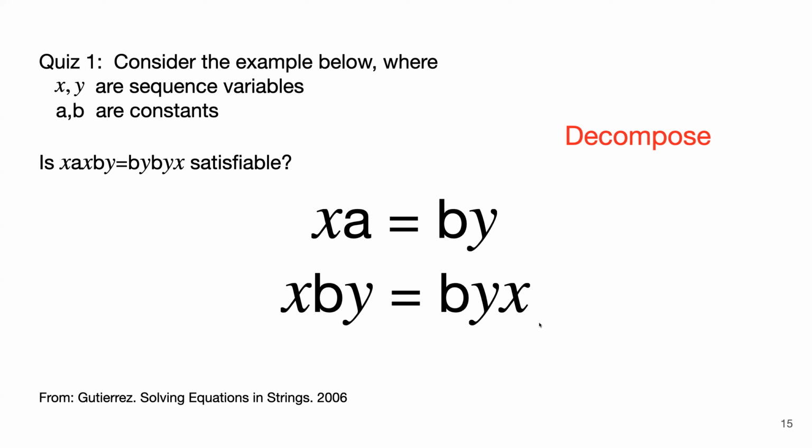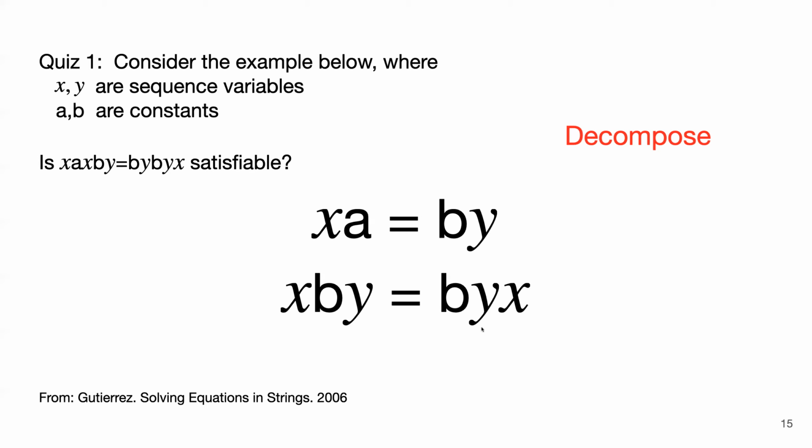Or more simply, you can think of the length of xby as length of x plus length of y plus length of b, and the length of the right-hand side is length of b plus length of y plus length of x. Since plus is associative and commutative, equality holds, and from that we deduce that these must be equal.